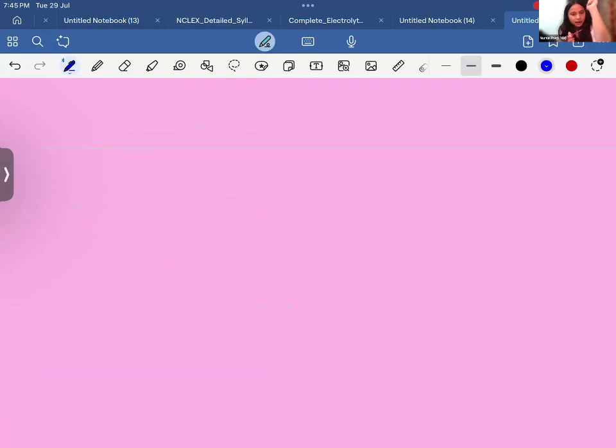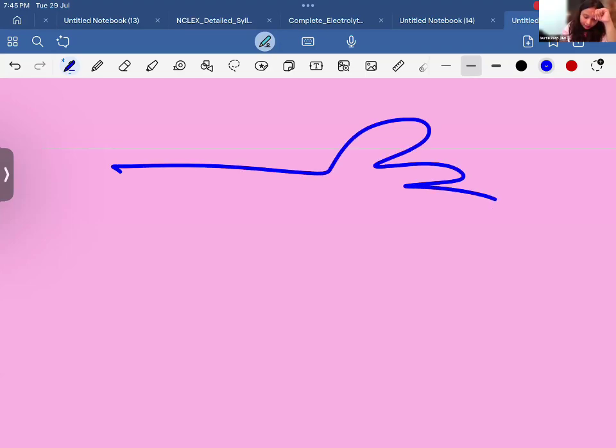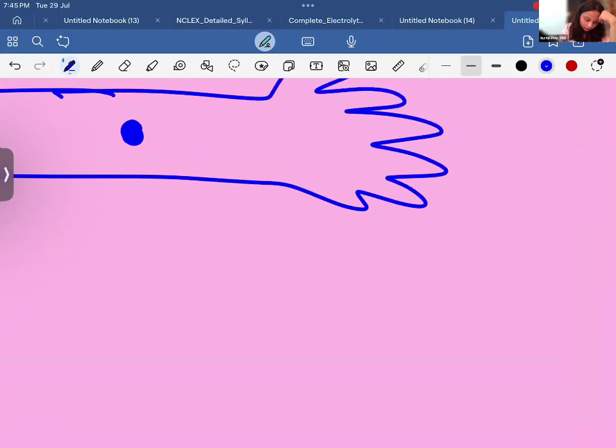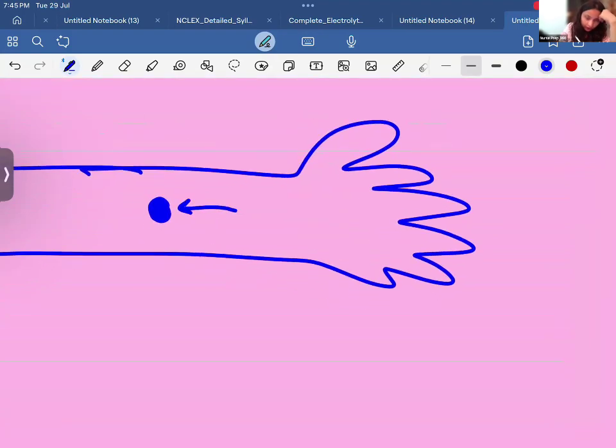Just imagine I have injected this in my skin, and I'm going to mark this with the pen. This is what we do. Just imagine this is my hand, it does not look like this, I'm just making it so you understand. So whenever I put this injection intradermal, parallel to the skin, it is an intradermal injection.